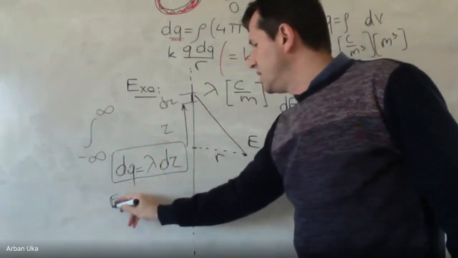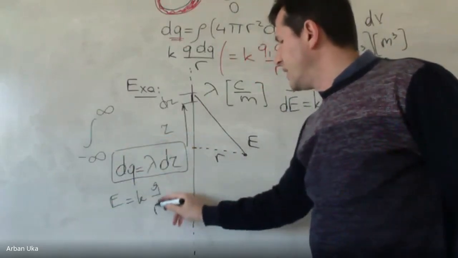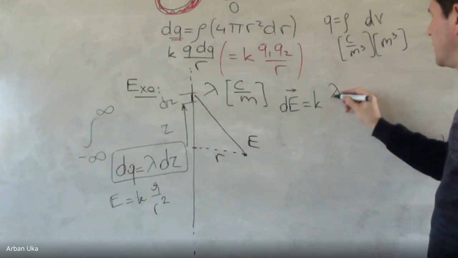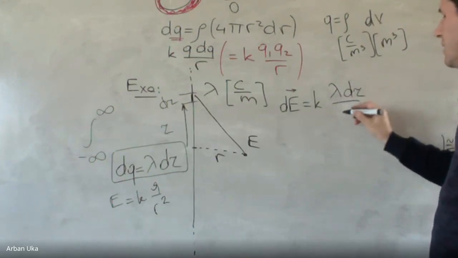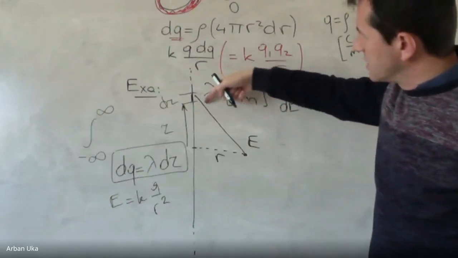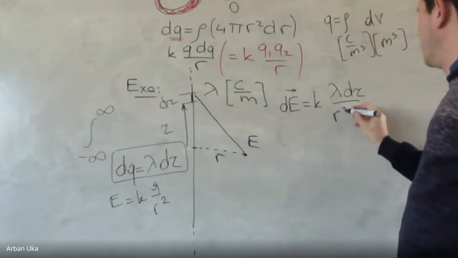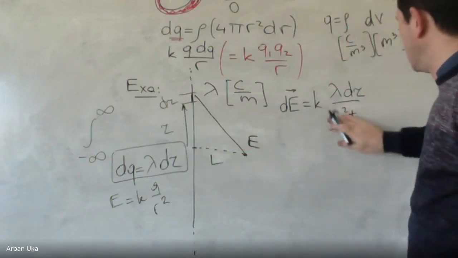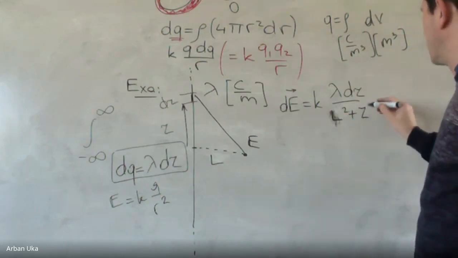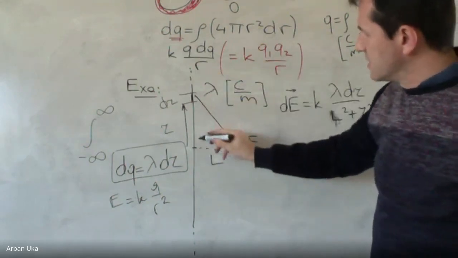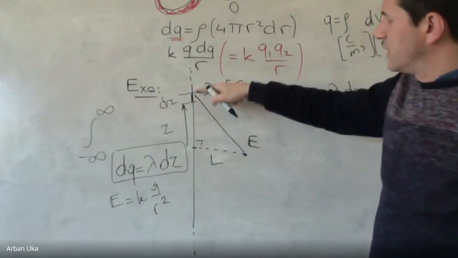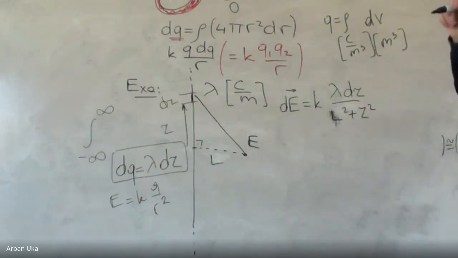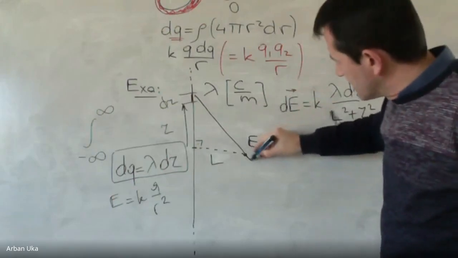Then we can use the expression E is equal to K Q over R squared. That's the expression. Let's do it here. K. Instead of Q, we have dq, so this is lambda dz over R squared. What is R squared? It is this distance squared. Actually, when I say R squared, let's consider this one to be L, a constant value. This will be L squared plus Z squared, like the Pythagorean theorem. This is a 90-degree angle, so L squared plus Z squared gives us the hypotenuse R squared. So this is the electric field. And this electric field, we show it like this.